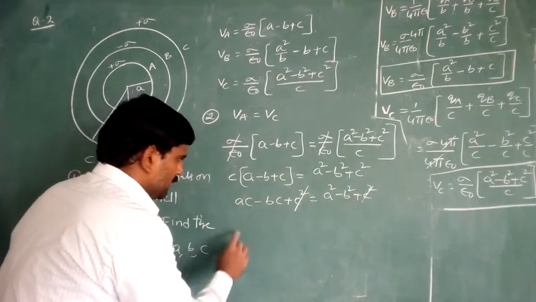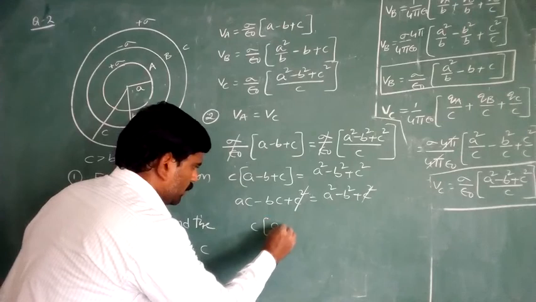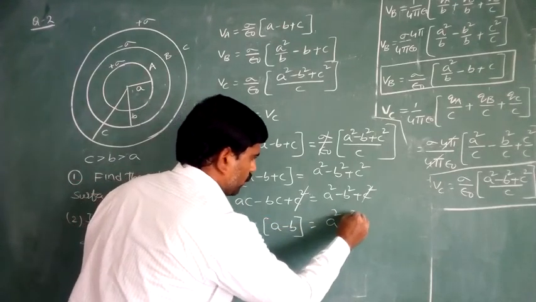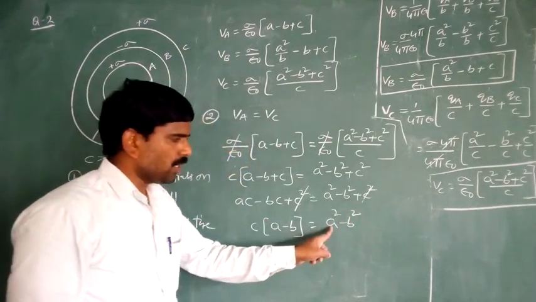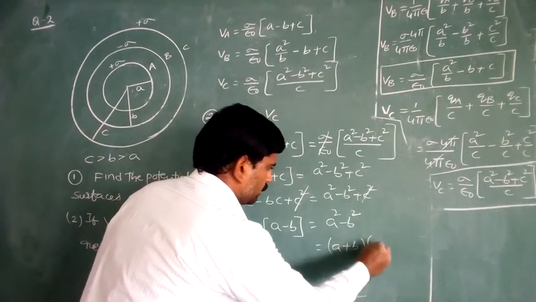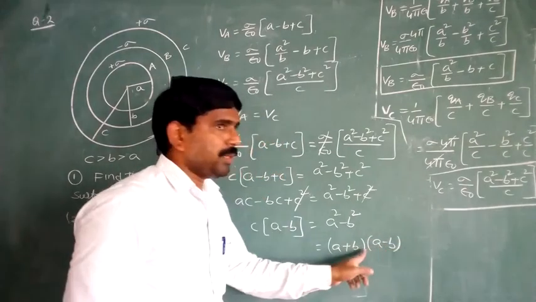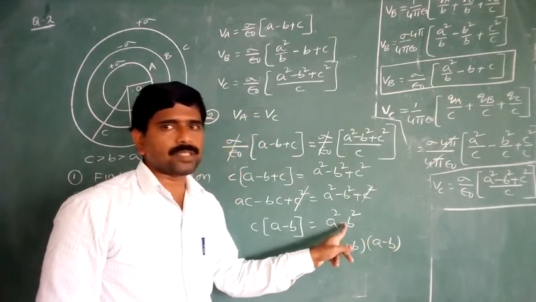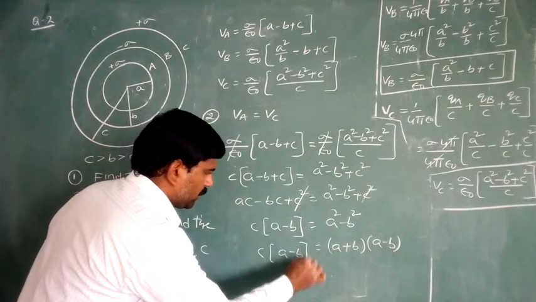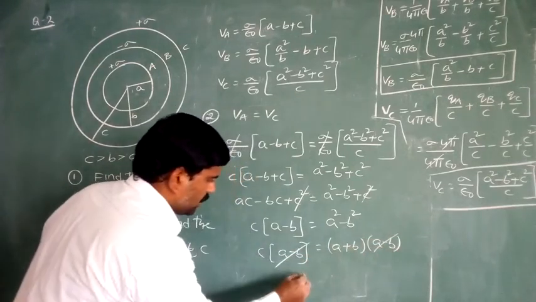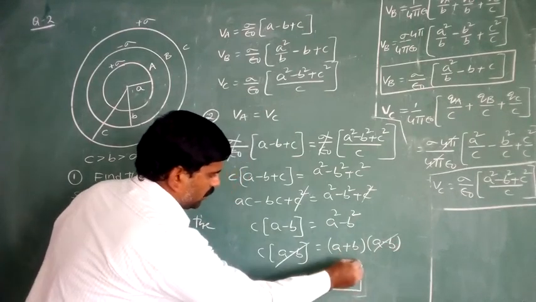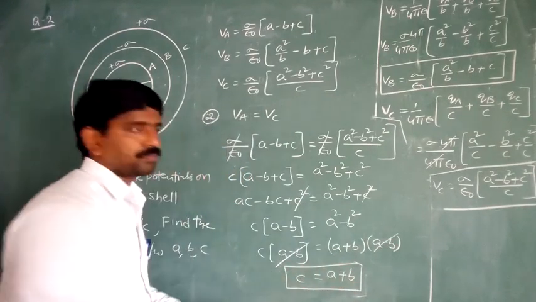So here which one is the common? C into A minus B is equal to A square minus B square. Here I am writing A plus B into A minus B, that is nothing but A square minus B square. So here this is C into A minus B. These two are cancelled. Therefore C is equal to A plus B.